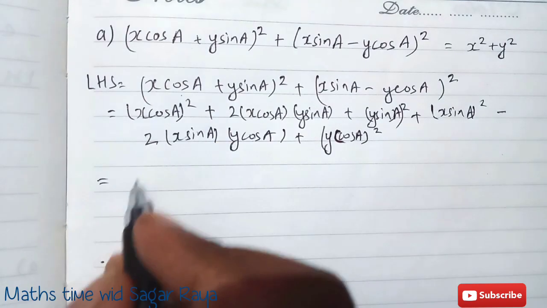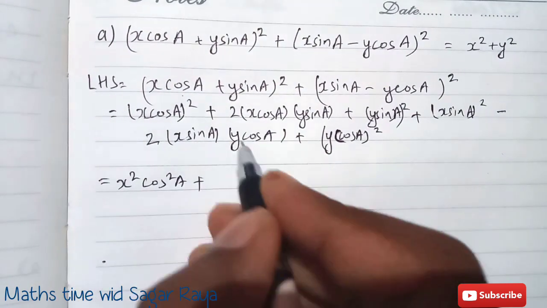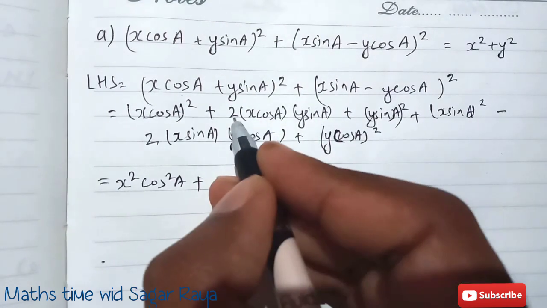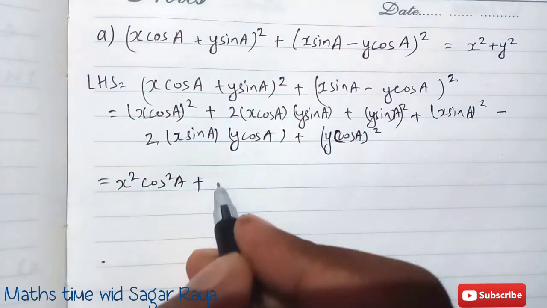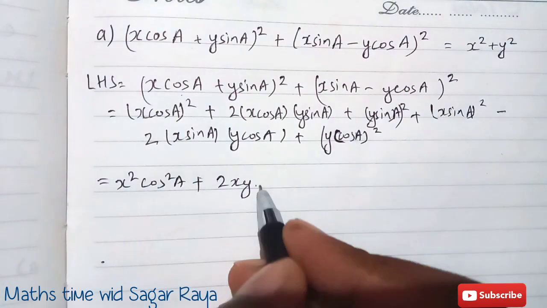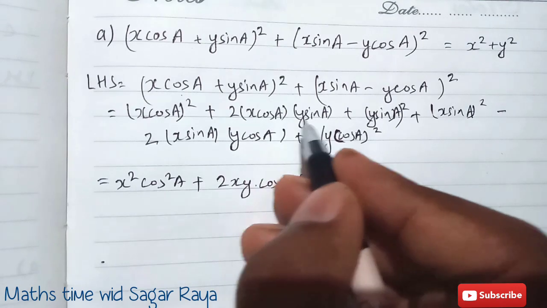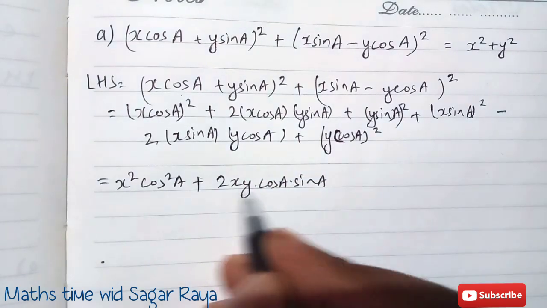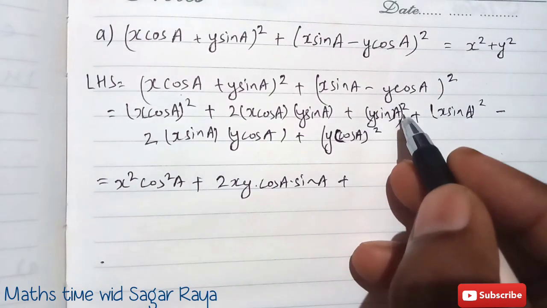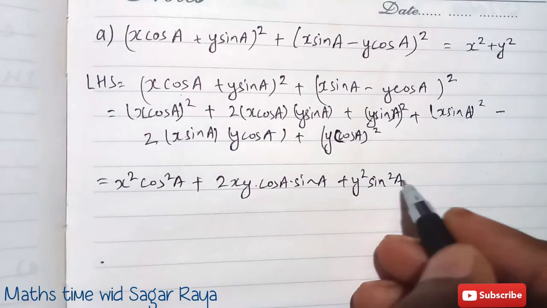Now x cos A whole square can be written as x square cos square A plus 2 times x cos A times y sin A, so 2 into x into y becomes 2xy dot cos A into sin A. So 2 times x cos A times y sin A equals 2xy cos A sin A, plus y sin A whole square can be written as y square sin square A.